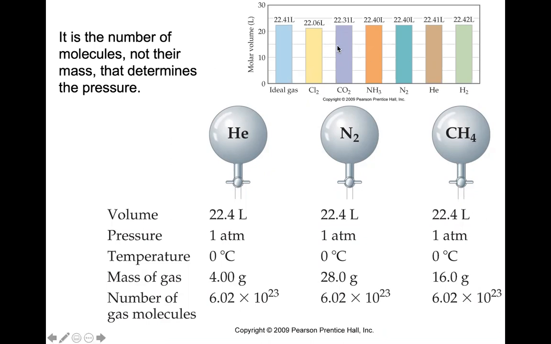We see that many gases here, if I'm looking at CO2, N2, helium, they all have a volume really close to that value of 22.4. That tells me that all of these gases behave really close to the ideal gas law.